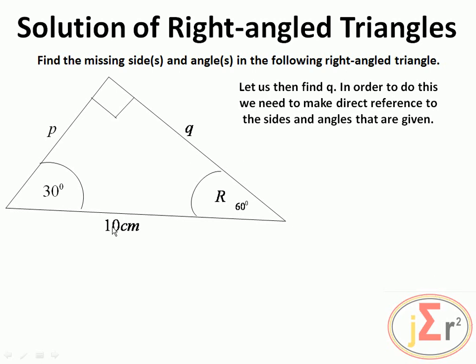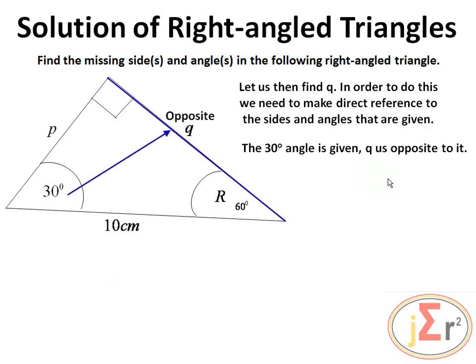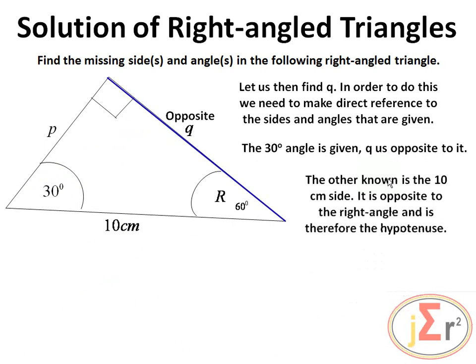The side that is given is this one, and the angle that is given is this. So we are going to use the sides and the angles to assist us to find Q. The 30 degrees angle is given, and Q is opposite to it. The other known is 10, so that side is 10 centimeters. It is other information that we had to begin with. It is opposite to the right angle and is therefore the hypotenuse.